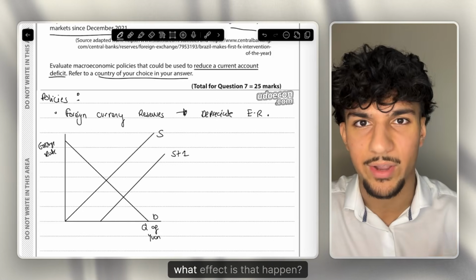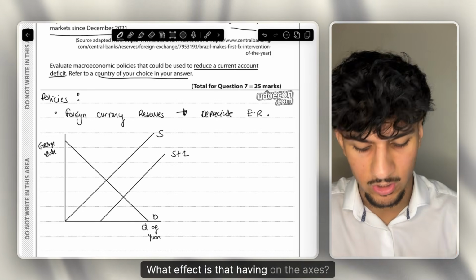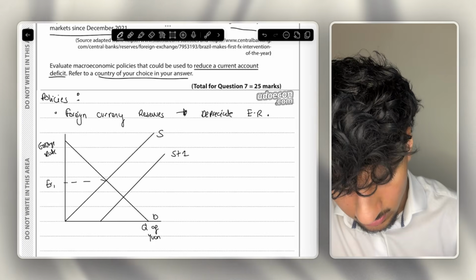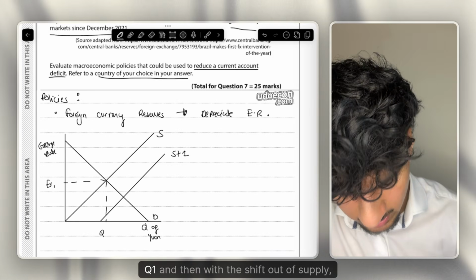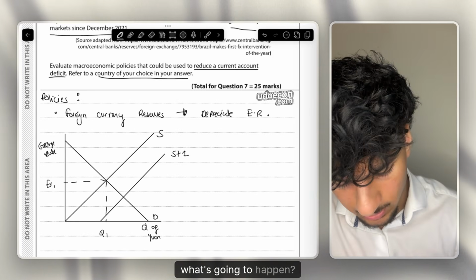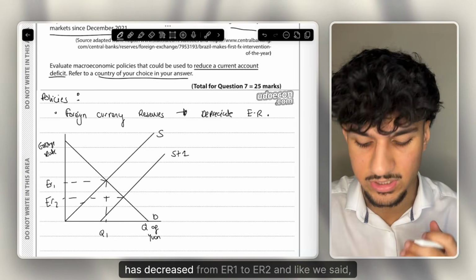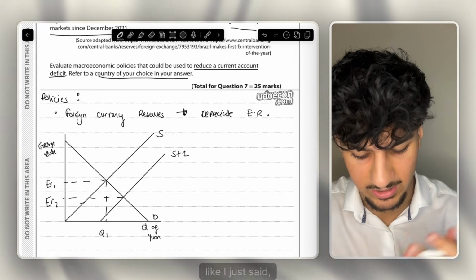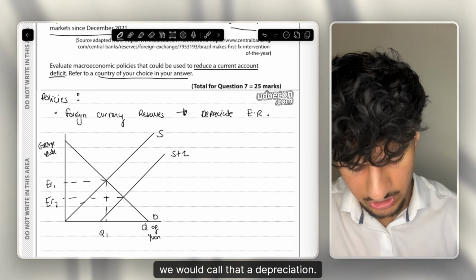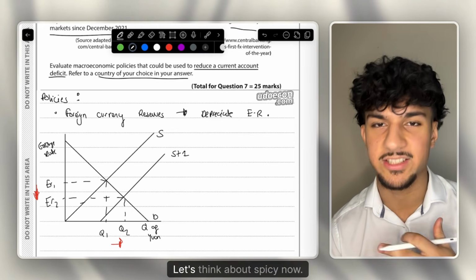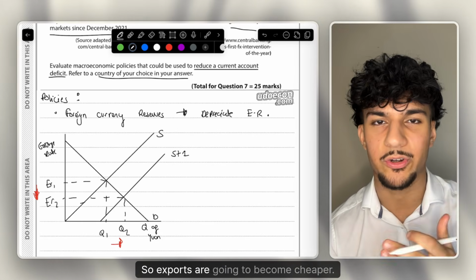Now let's see what effect that is having on the axes. Let's start from our original equilibrium, which is ER1 and Q1, and then with the shift out of supply, what's going to happen? Of course, we now see the exchange rate has depreciated, has decreased from ER1 to ER2, and like I just said, we would call that a depreciation, and quantity has also increased. The yuan has depreciated. Let's think about spicy now. So exports are going to become cheaper.